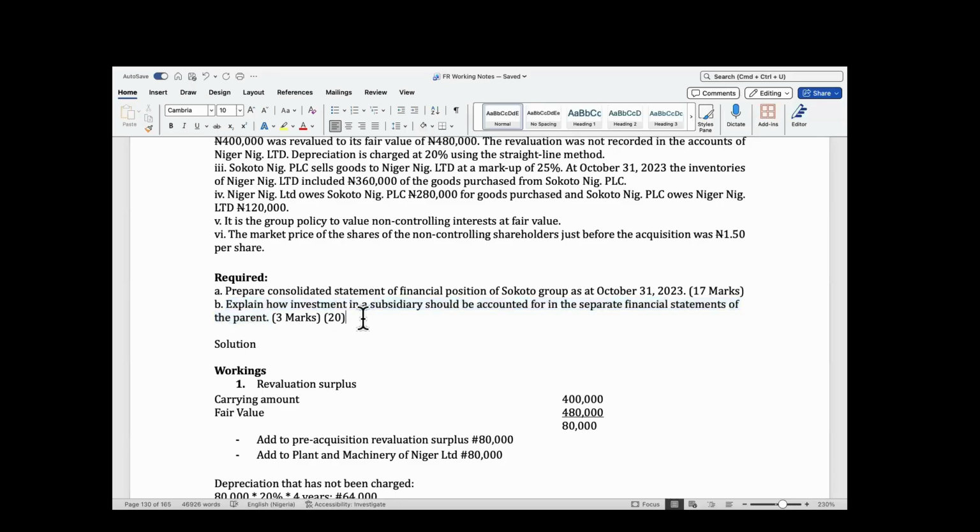It has to be reported as equity. We report it under equity. You report it under equity. How do you do that? What's the double entry for that?